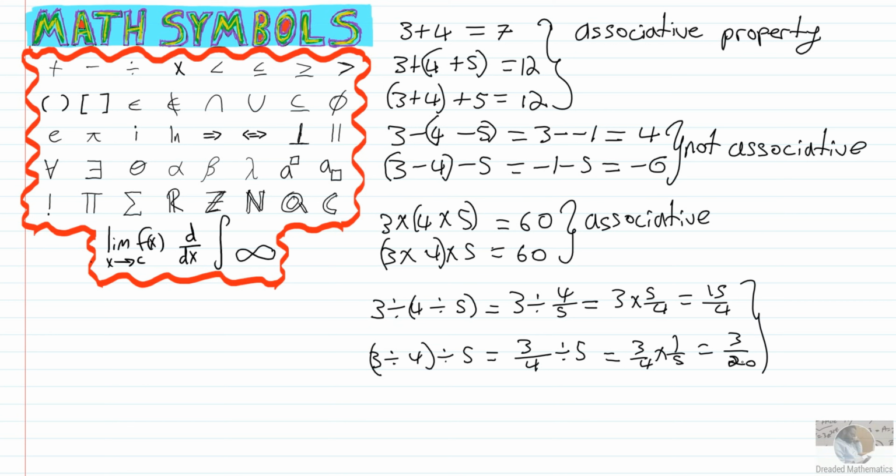So clearly, division is not associative. And this is a rule, an absolute rule in mathematics. Addition is associative, subtraction is not, multiplication is also associative, and division is not associative.